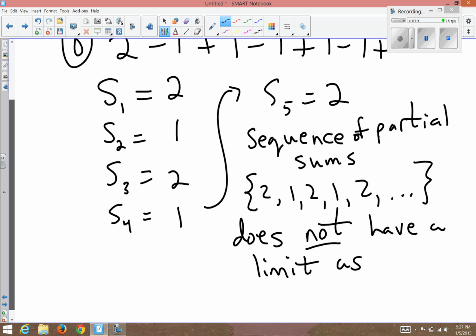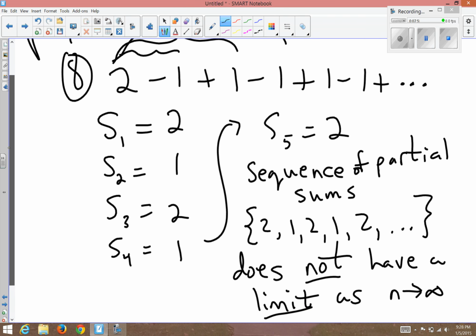As n approaches infinity. In other words, these numbers are not getting closer and closer to something. They're just going back and forth. 2, 1, 2, 1, 2, 1. When this happens, when the sequence of partial sums does not have a limit, we say the series diverges.